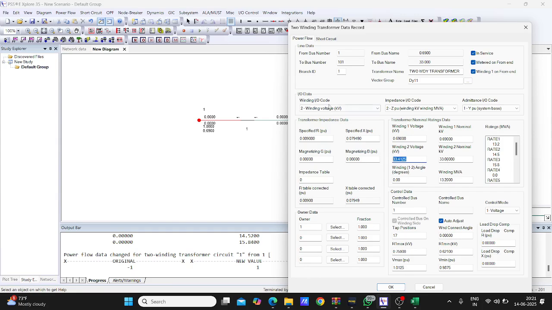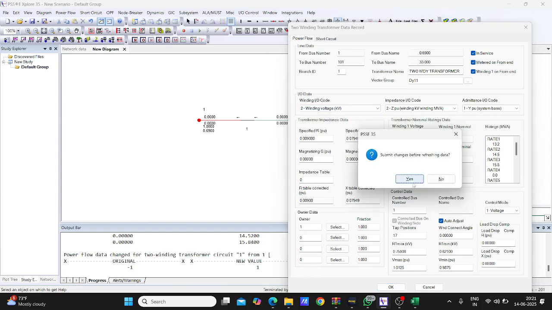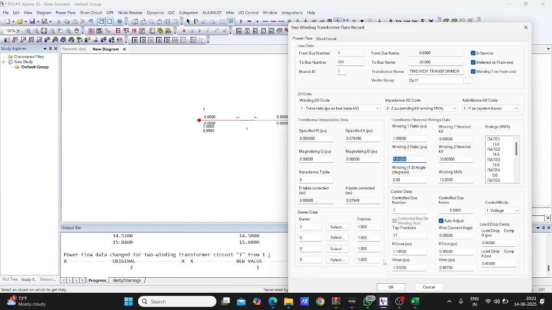Okay, you got it, right? Or else if you go for 1 per unit, it will go here. Per unit means, see, 1.0125 will be mentioned here. That is how it will be applied. So what is the tap applied? The tap voltage should be mentioned here. This is the nominal voltage, but this is the tap applied voltage. That is the difference that should be mentioned here. That's it. You got it, right?